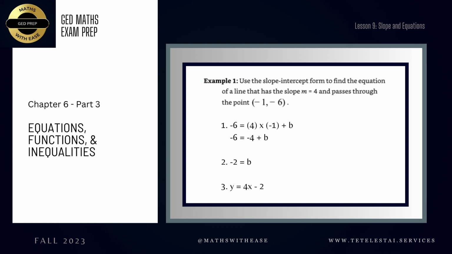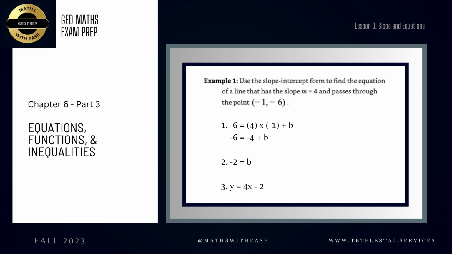We can find it simply by isolating b, which is what this second step is telling us. So we isolate b by moving -4 over the equal sign. So -6 plus 4 will give us -2, or you can simply add 4 to both sides of the equation. So -4 plus 4 is 0, -6 plus 4 is -2.